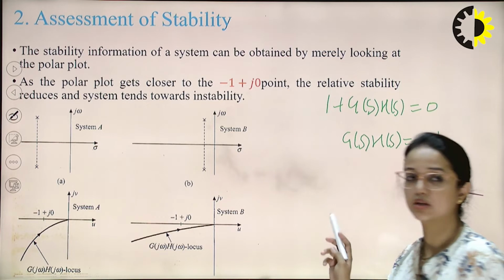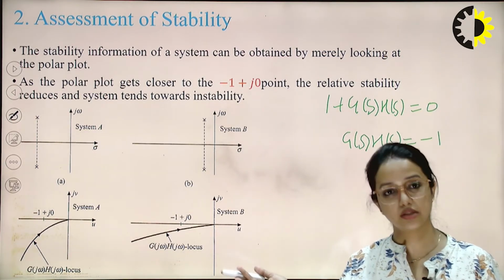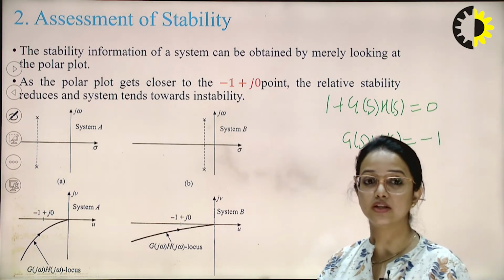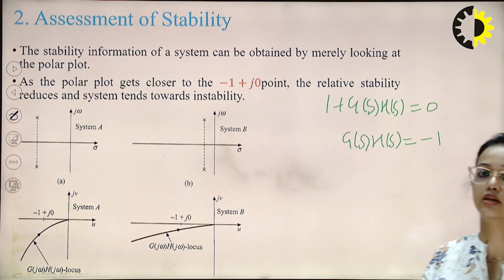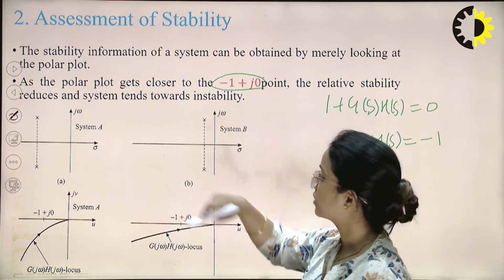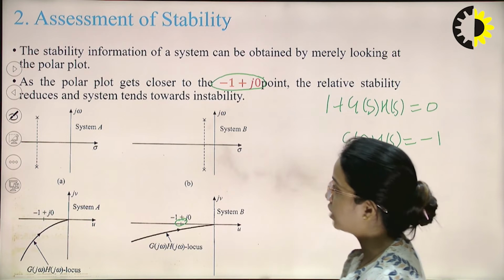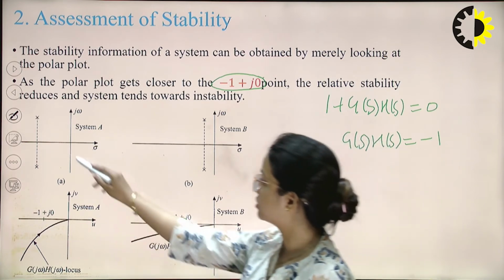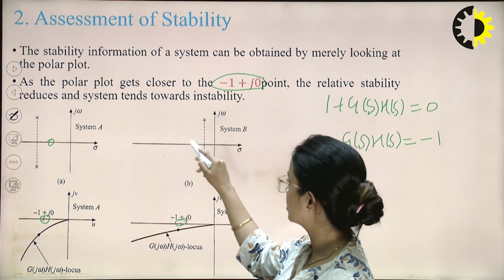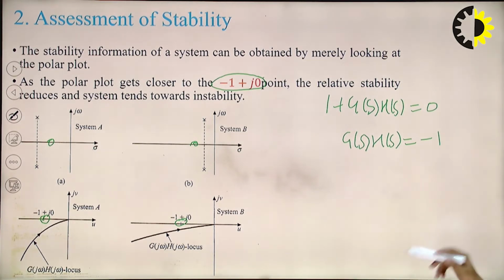So here we can see that when we are studying any stable system, we take the characteristic equation and equate it to 0. Now we are equating the open loop transfer function to minus 1. So my point of concern should shift to minus 1 j0. So let's talk about the point where minus 1 comma j0 is studied. Now minus 1 comma j0 is here, here, and here. As the polar plot gets closer to this point, the relative stability reduces.